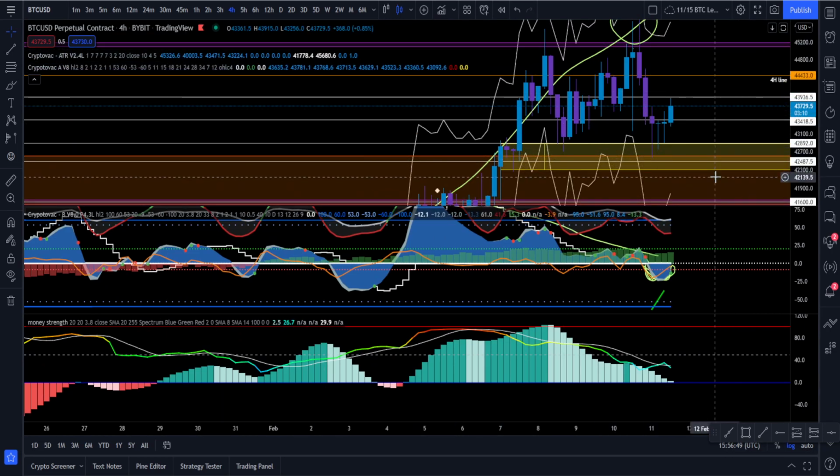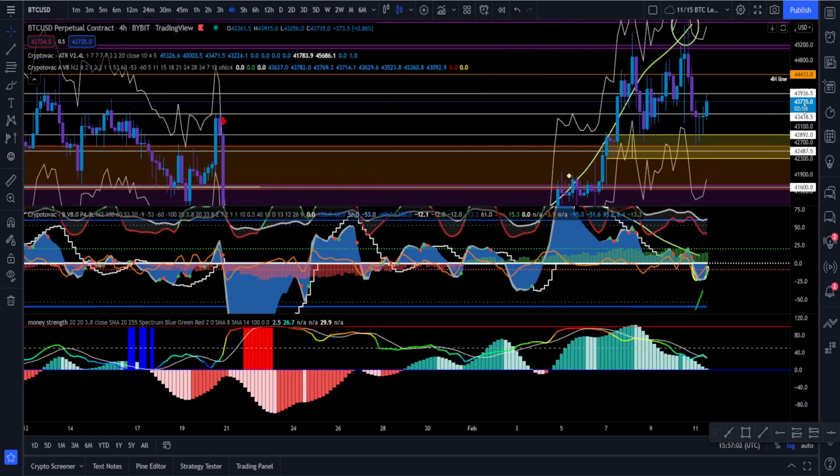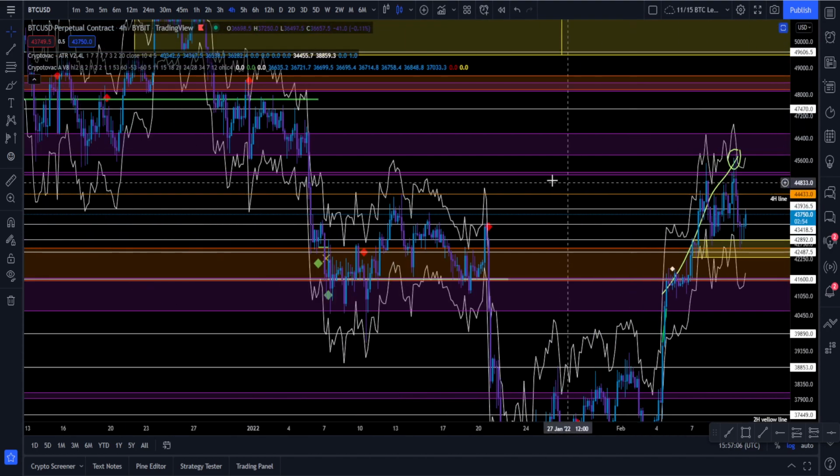The way I got the stop loss on this trade was the same thing, just the ATR, the candle before, had it right there at that line. On the ATR, that was my stop loss. So that's the reason why I took those trades.